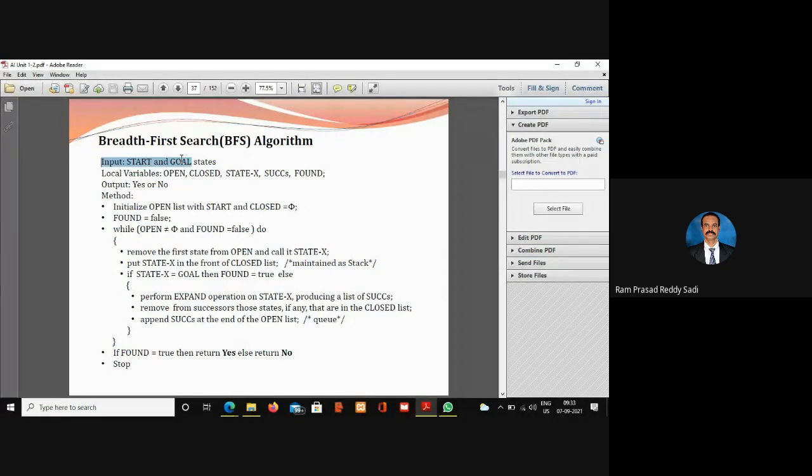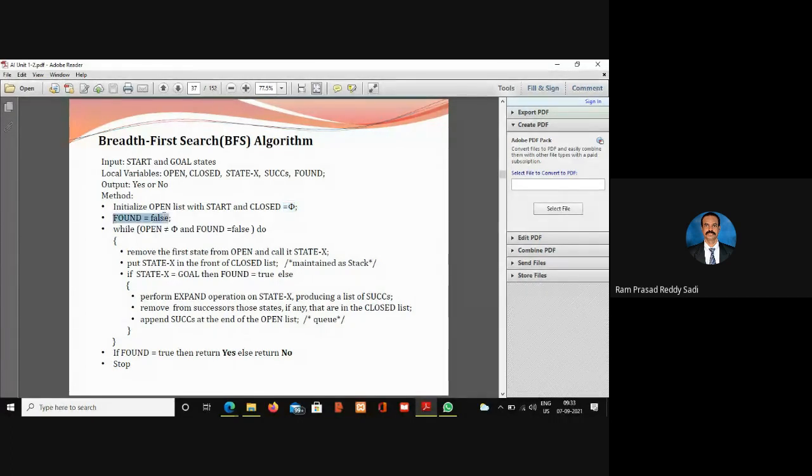The first one should be the name of the algorithm that you are going to write. Then you need to provide the necessary input for the algorithm. So specify it as input. What are the variables you are going to use? What is the ultimate output? And then you go with the actual procedure of the algorithm. It says: initialize the open list with start. Because this is a queue, you need to enqueue the start state into this open list, and the closed list, as of now no node has been visited, so that is an empty set.